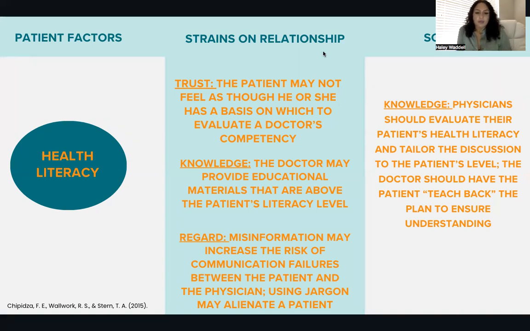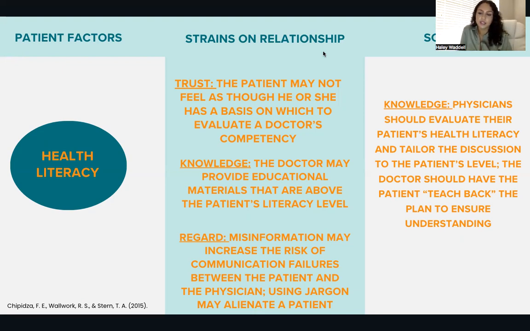So, the next thing that is also a constraint on the relationship is that misinformation may increase the risk of communication failures between the patient and the physician. For example, using medical jargon may alienate a patient. If you're using a bunch of medical terminology that they don't know, it's going straight over their head. They're not absorbing what you are telling them, and it might make them feel even more anxious, even more alone in their condition, because they feel so out of place. They don't know what's going on. It can be really uncomfortable for them.